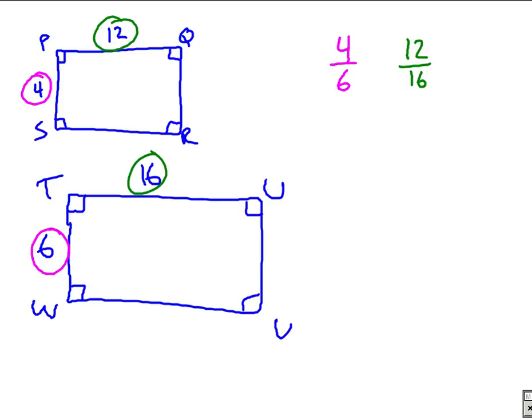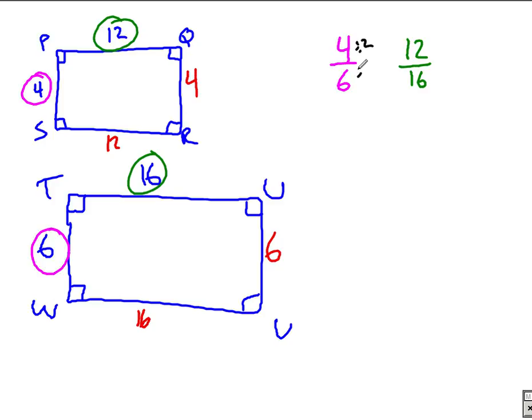Technically, I need to also look at these other 2 sides. Well, this would be 4 and 6 would go together. We already have that ratio. And 12 and 16, they would have to go together. But we already have that ratio. So really, I only need to check the 2 for this one.